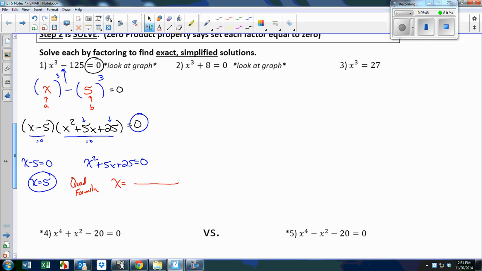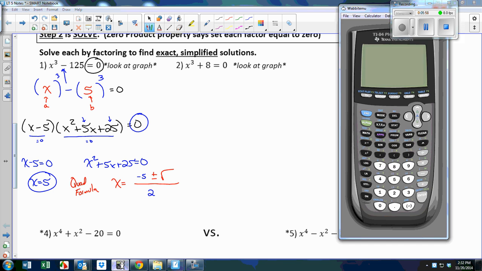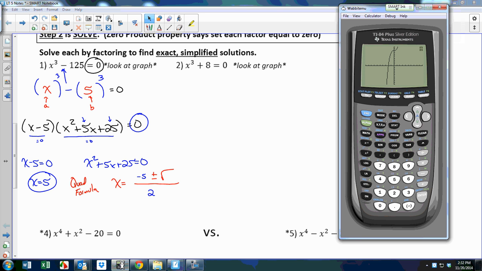So remember, that is the opposite of b plus or minus some square root over 2 times a. Opposite of b is negative 5. 2 times a is 2. And the discriminant, just to remind you, this is something old. Make sure when you type in the discriminant, you type it in with parentheses. The discriminant is negative 75.